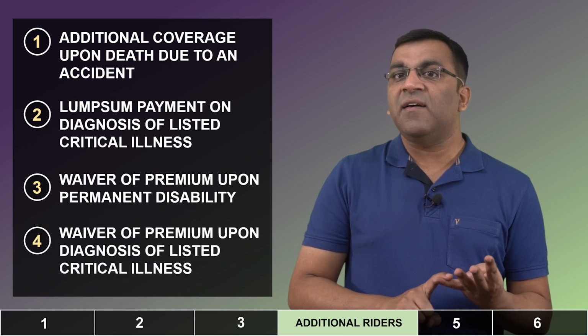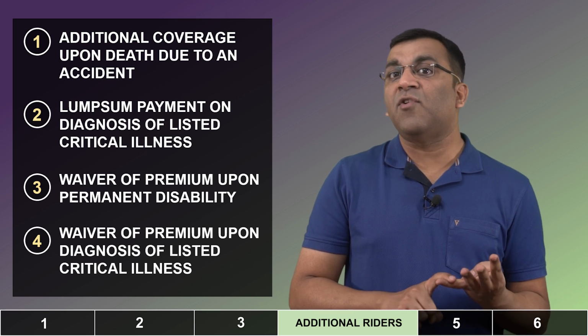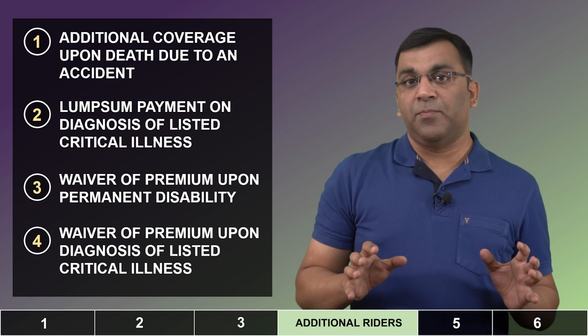And the fourth rider is a waiver of premium upon critical illness, where future premiums are waived off on the diagnosis of a listed critical illness. Now, a very important point.